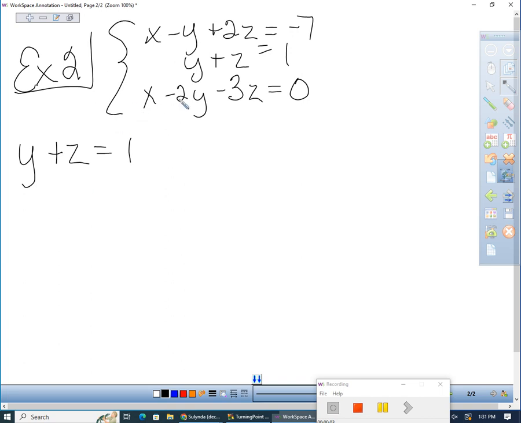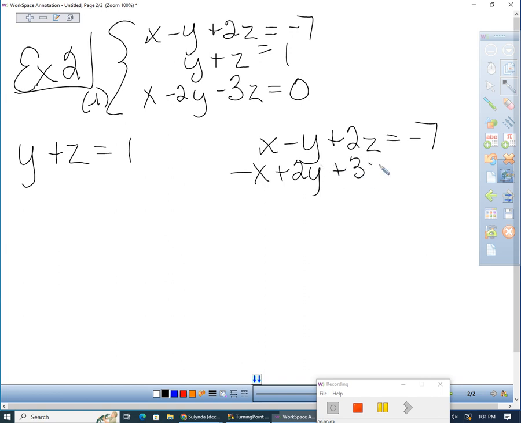So what can I multiply the bottom one by to get rid of x? Negative 1. I agree with Jordan. So the top one's going to stay the same. X minus y plus 2z equals negative 7. Multiplying the bottom equation by a negative 1 is negative 1 times x is negative x. Negative 1 times negative 2y is positive 2y. Negative 1 times negative 3z is positive 3z. And negative 1 times 0 is 0. Adding these together, my x's drop out. I have y plus 5z equals 7.